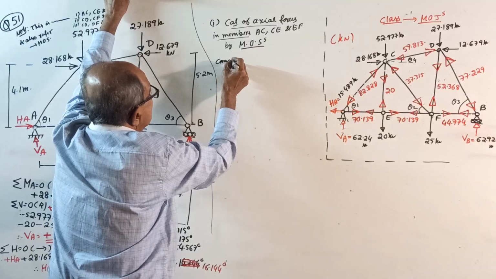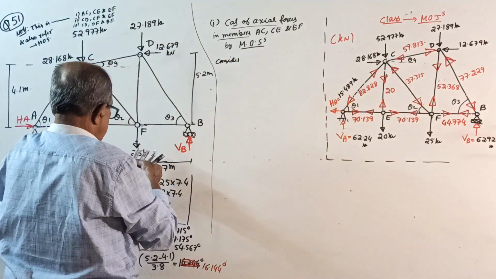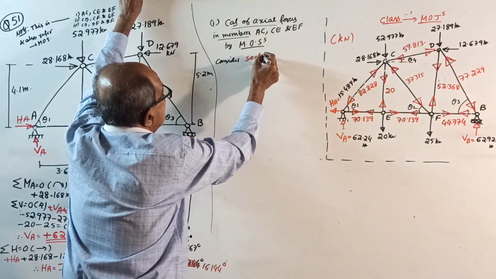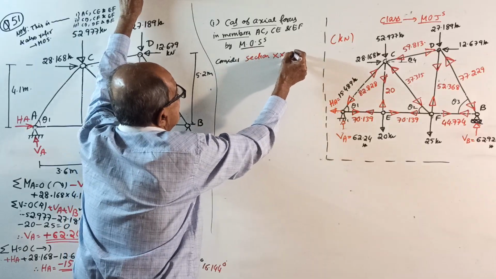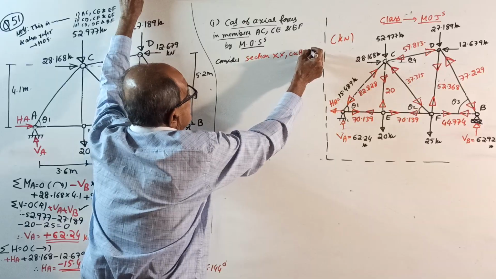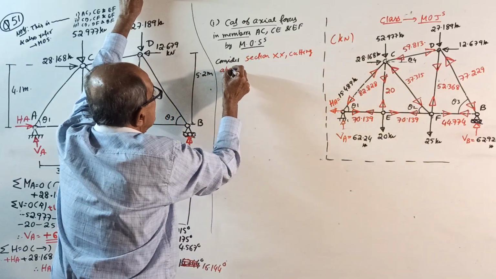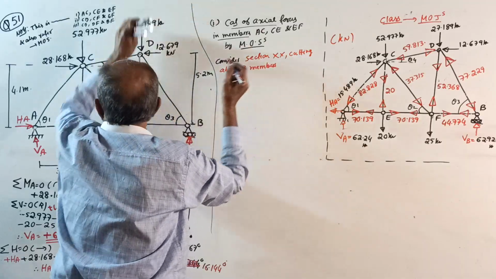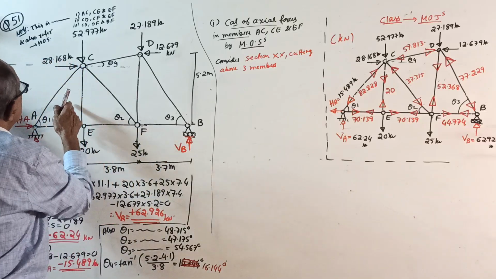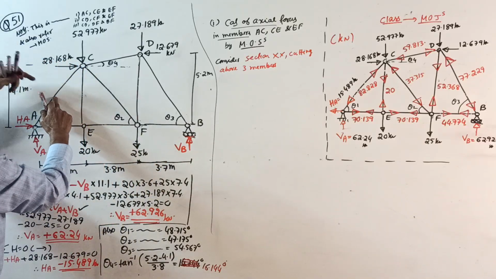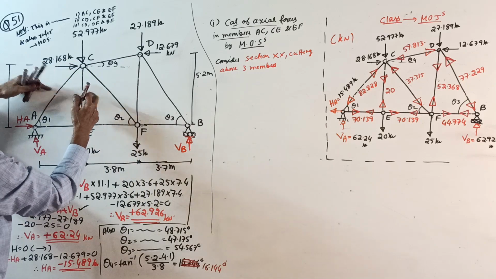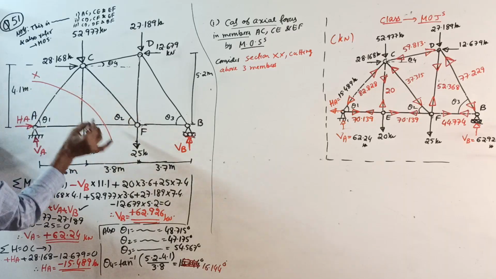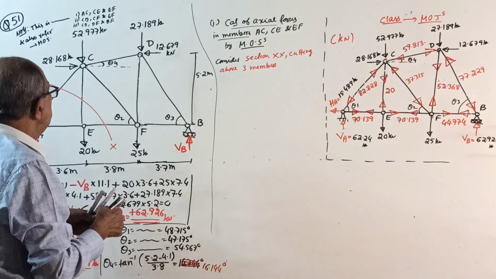Statement: consider section XX, cutting above three members. See here, this is a reference sketch for you. AC, this one, CE, this one, and EF here, section XX. Now, very, very important.